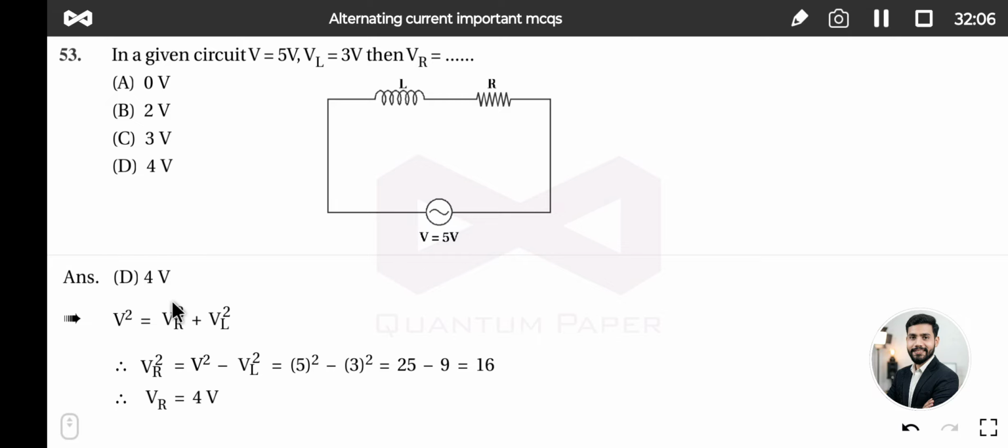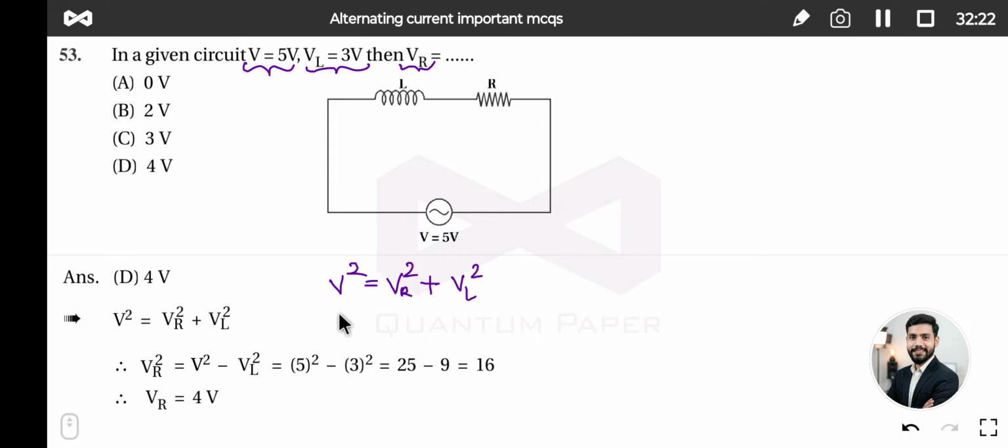Look at the next question. In a given circuit, V is equal to 5 volt, VL is equal to 3 volt, then what is the value of VR? Okay. So the net potential, the formula we have, V square is equal to voltage across resistance square plus voltage across inductor square.